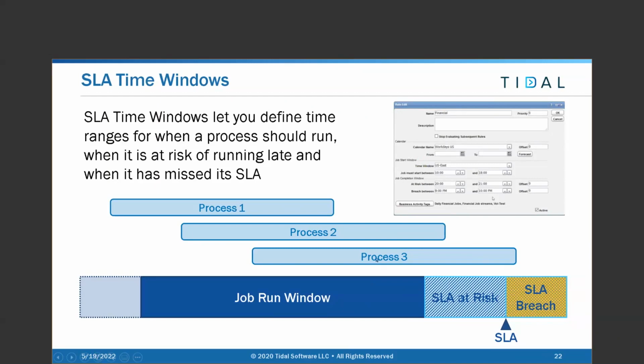You kind of get the idea here from the graphic along the bottom. We have a start window. Job must start between this time, start and end job window. Then it's going to be at risk in this window, and it's going to be in breach in this window. And remember, what we're going to be doing is triggering events and taking actions as a result of that. Onwards to the demo.